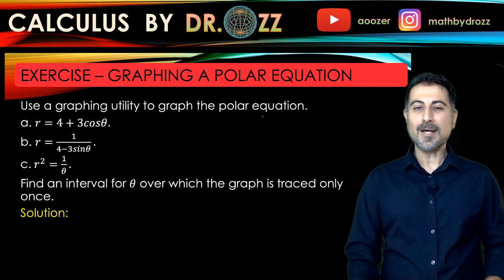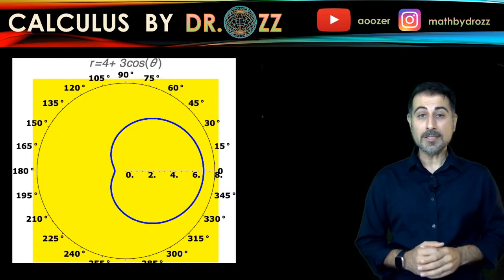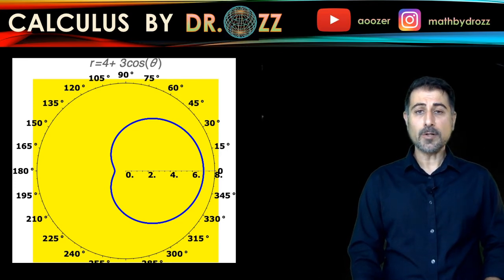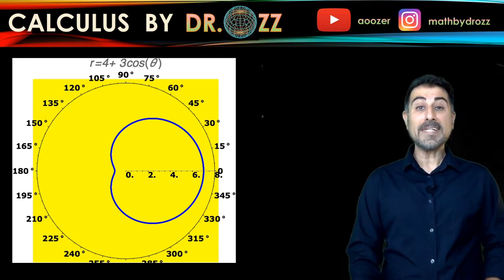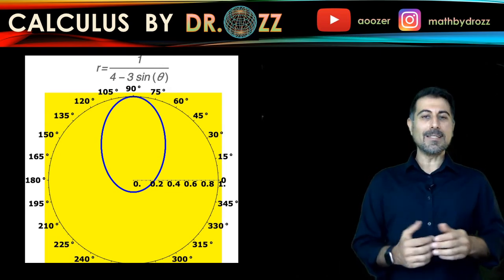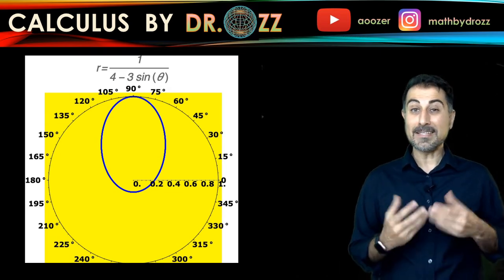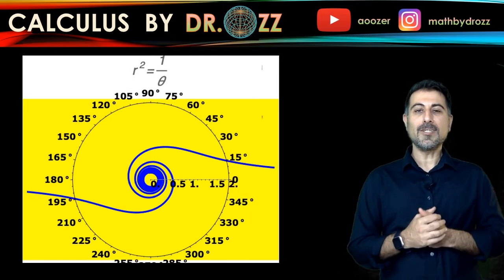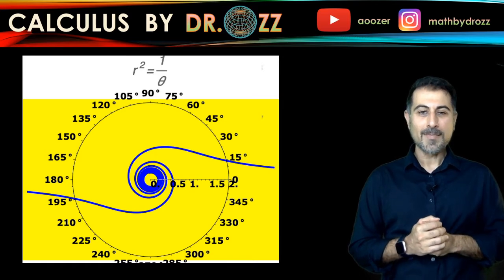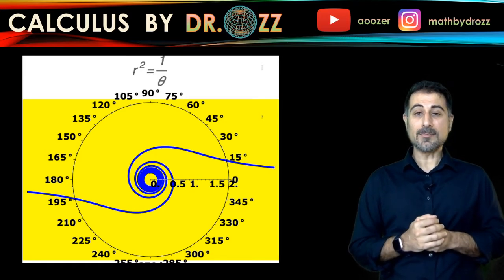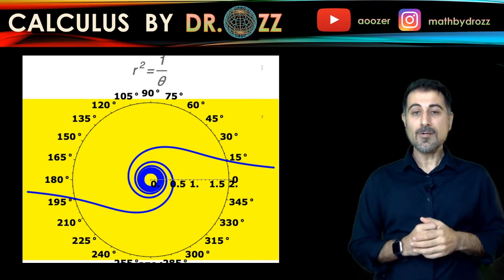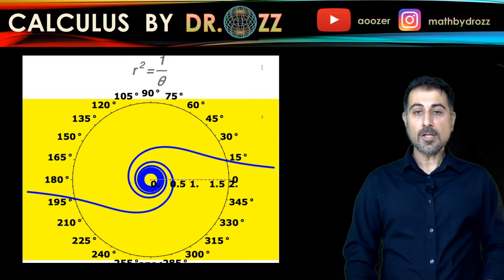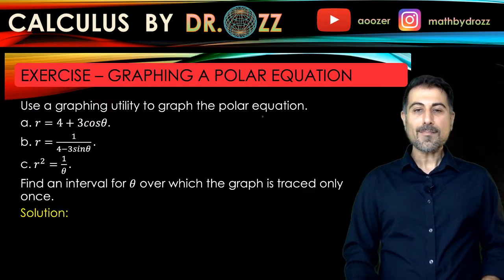For the first part, you have something called a cardioid, so this is what we're going to get in the first part. In the second part, we have an ellipse. Unexpectedly, 1 over 4 minus 3 sine theta defines an ellipse. And finally, we have a very special curve, r squared equals 1 over theta. That's a spiral that spirals out, starting from 0. We have two different versions of that, but I will mention all of those in the video.